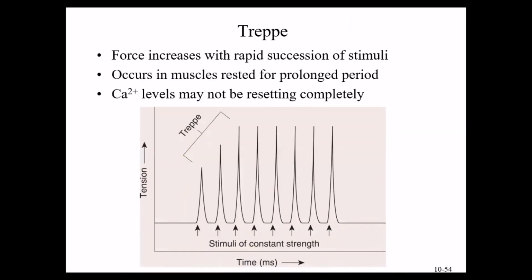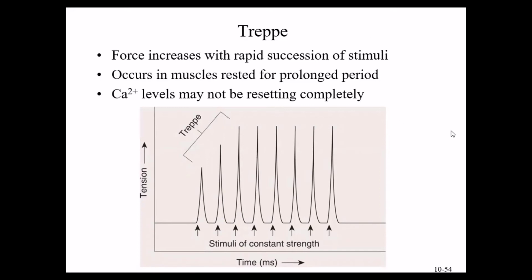Now, there is a phenomenon known as treppe. That just means that this is a measurement of the contraction force of muscles, and they've noticed that if you successively give a stimulus to a muscle, it actually starts to increase its tension, its force. It contracts with a greater force up until a certain point. Treppe kind of means like staircase or stepwise.